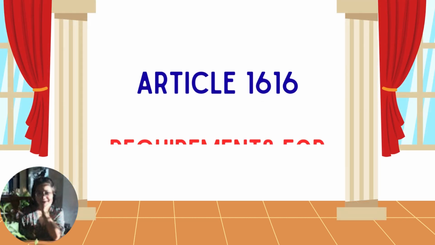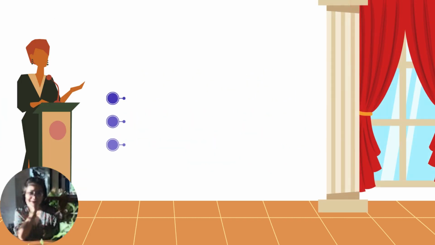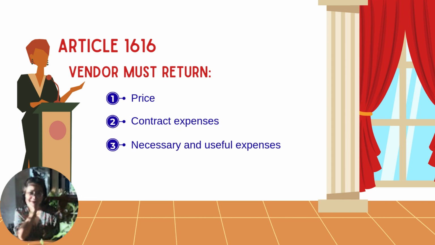Article 1616, requirements for redemption. This article outlines the mandatory obligations the vendor must fulfill to successfully exercise the right of conventional repurchase. To repurchase the property, the vendor cannot simply avail himself of the right without returning to the vendee the following items, like the price of the sale.